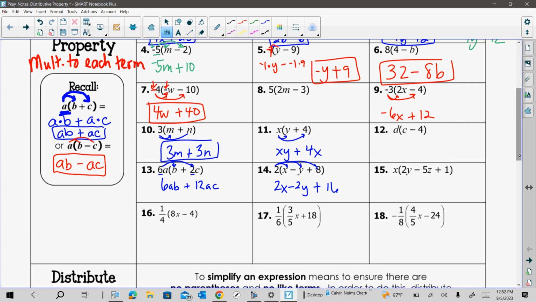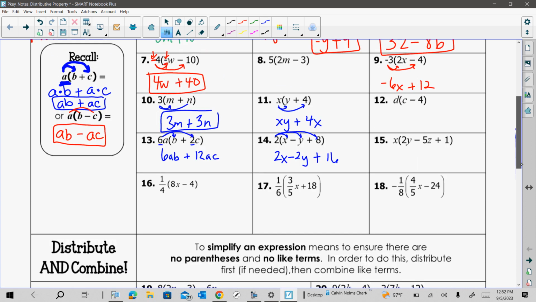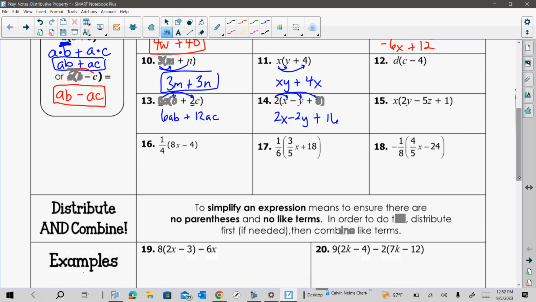Now let's talk about these fractions. You're going to do 12 and 15. I didn't do 8, 12, and 15. You're doing those. You should be doing all of them, but I didn't do those here. I will check those when I come by.